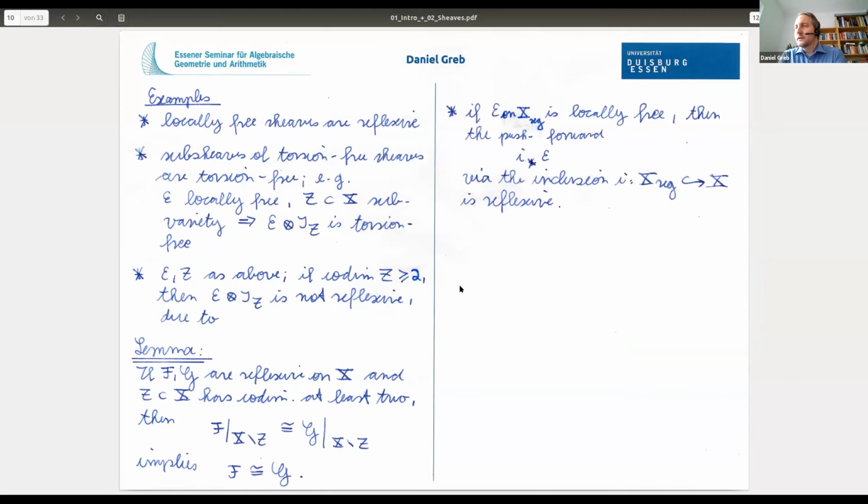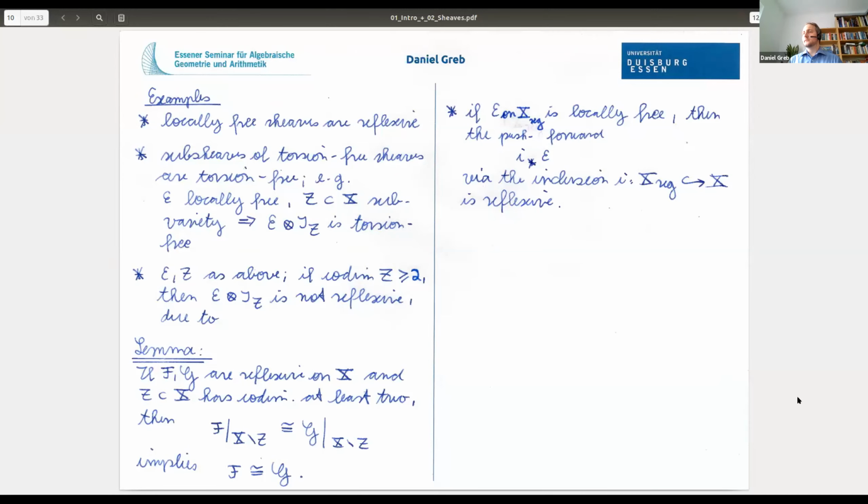That's the following. You take a locally free sheaf on the smooth part of X. So you have your normal variety. It has a smooth part, a regular part. Since the variety is assumed to be normal, the complement of this smooth locus has codimension at least 2 in X. And now you look at the inclusion i from the regular locus into X, and then you take your locally free sheaf E on the regular locus, and you just push it forward to X. And that's a reflexive sheaf on X.